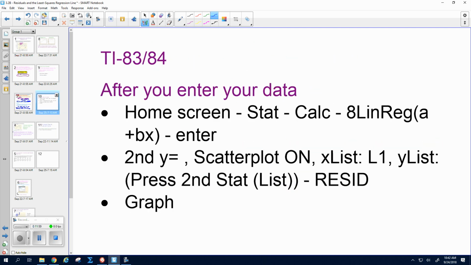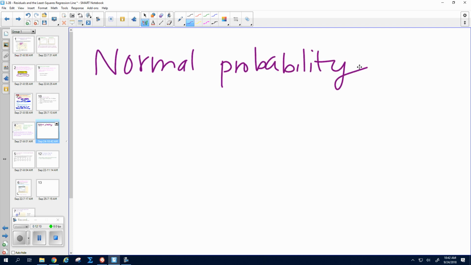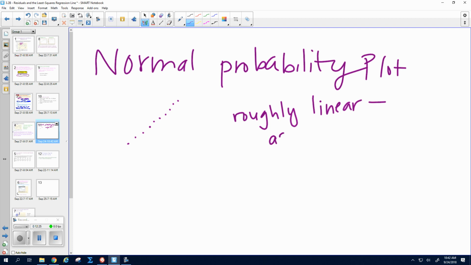Actually, I do want you to write one thing down, because people confuse these two things. Just a reminder about the difference. Normal probability plot. That's when you plot a bunch of points against their z-scores. If it's roughly linear, you assume normality. We also talked about if it goes like this and then it starts skewing off, that would be like a skewed right graph, so you cannot assume normality. That's the difference in these graphs, okay?